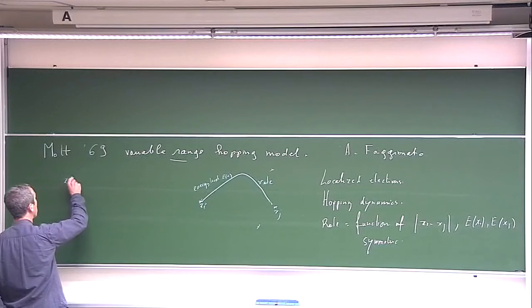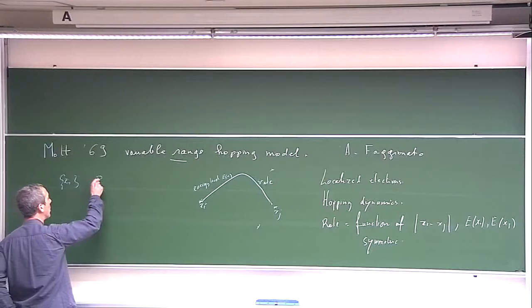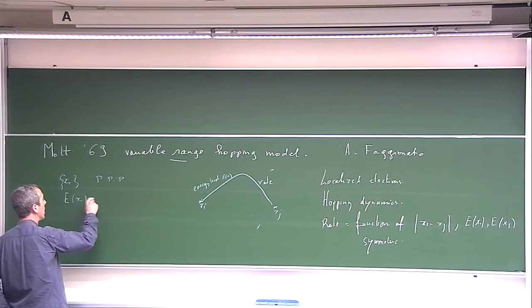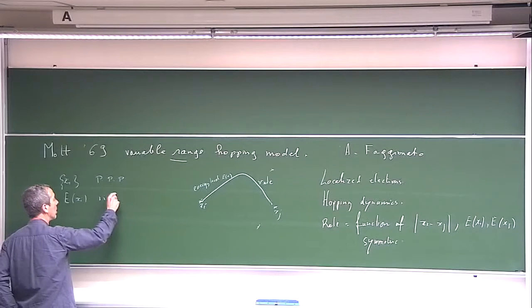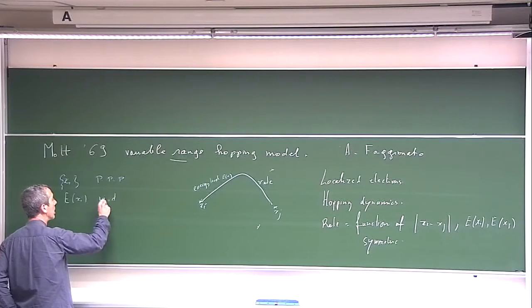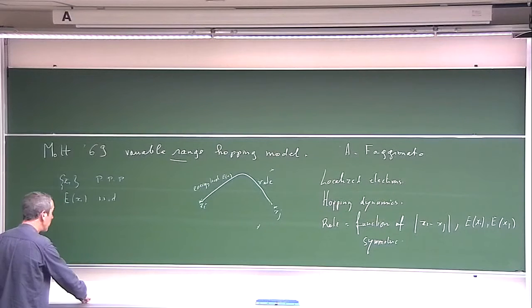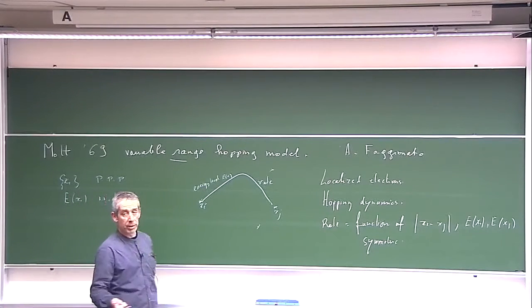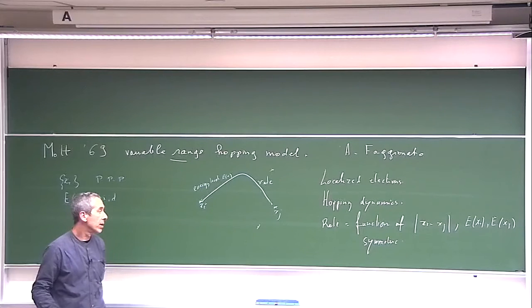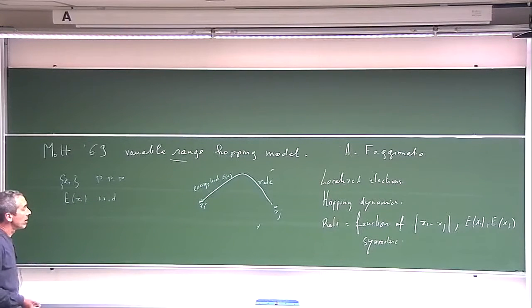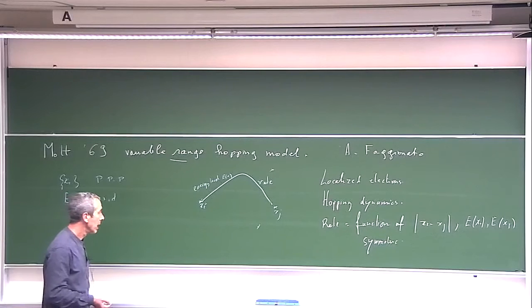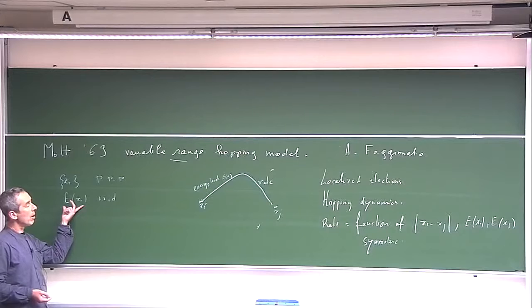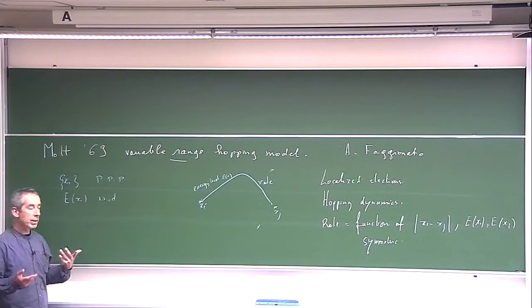So you could assume that the Xi form a Poisson point process and that the energy marks are IID with a certain law. If you do this kind of choice, then you definitely have a random environment which is stationary. As a matter of fact, you have more than that because each impurity somehow creates a small potential around it.